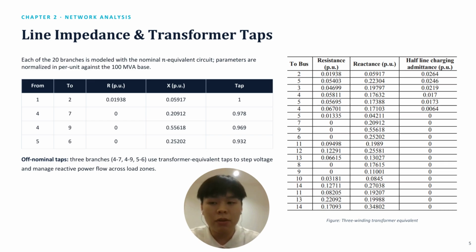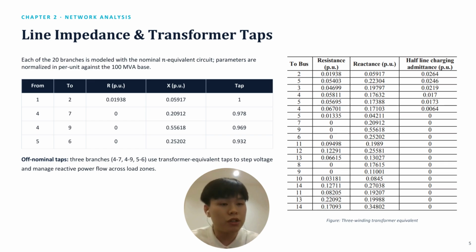As you can see in the table, our system consists of 20 branches modeled as the standard pi equivalent circuit. To eliminate calculation errors across different voltage levels, all parameters are normalized to 100 MVA. Most of these are standard transmission lines. For example, the line from bus 1 to bus 2 has a resistance of 0.1938 and a reactance of 0.05917, as you can see in the table.